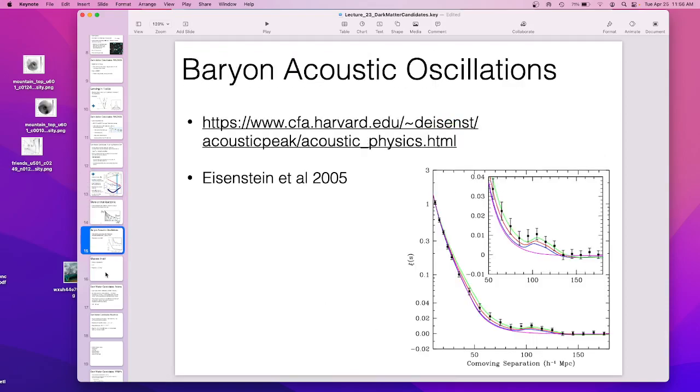Additionally, this is the baryon acoustic oscillation bump. So this quantity C, actually, I should write this down. Let me do that.